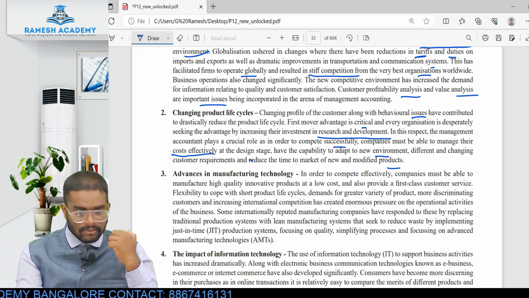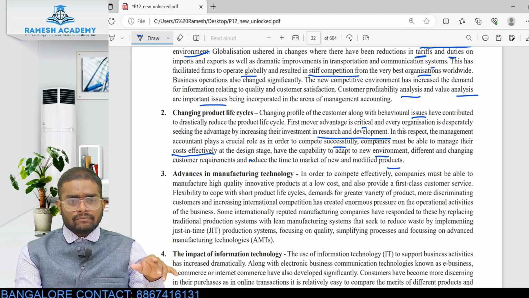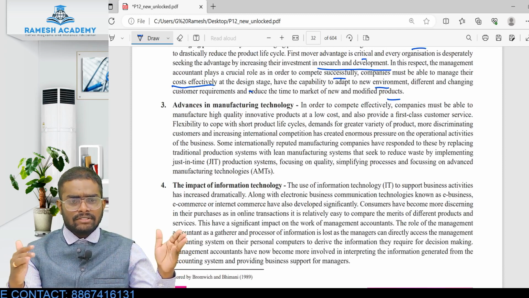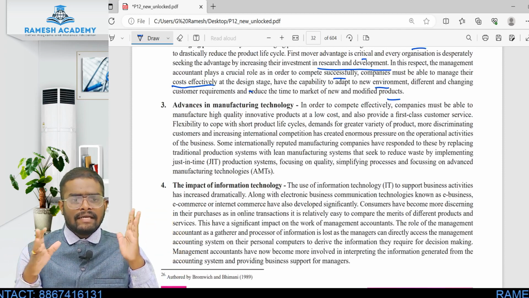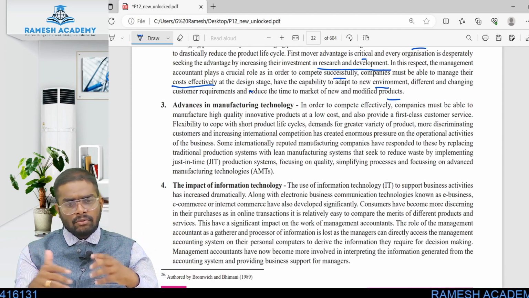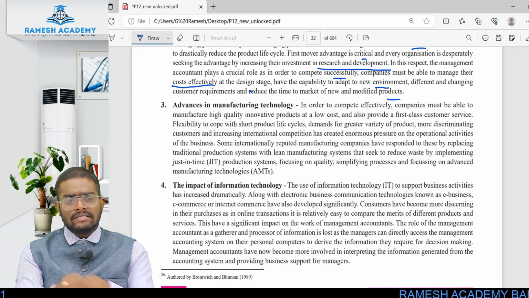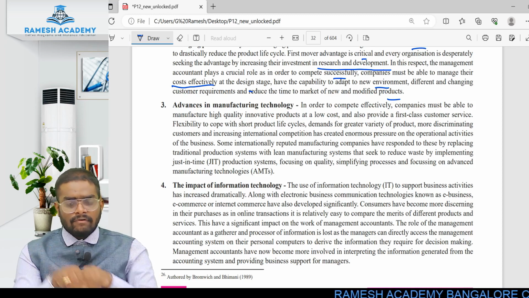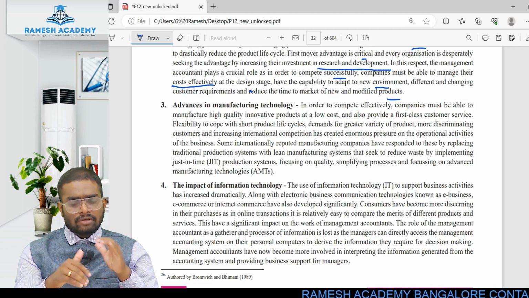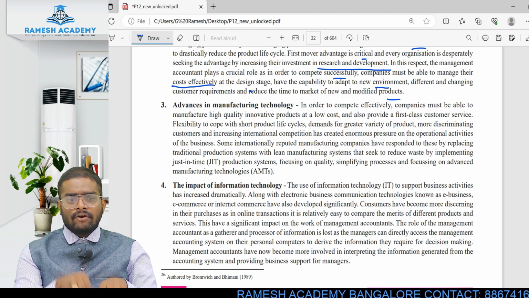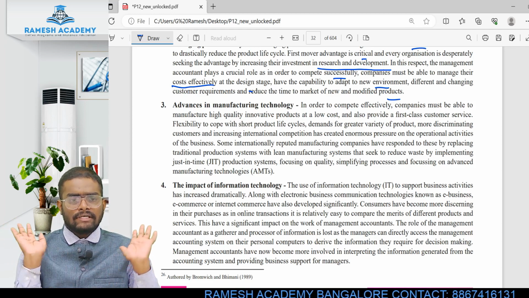Next we have advances in manufacturing technology. There are many changes in manufacturing technology. Earlier we had labor intensive techniques, where labor was expected to do everything. Now labor is replaced by machines with technology. This has made the cost less, but anyhow the labor have lost their jobs. But from a company perspective, it has reduced the cost.